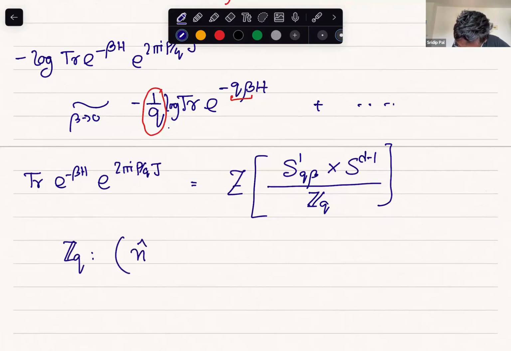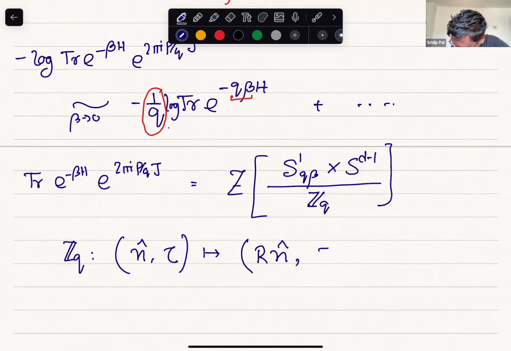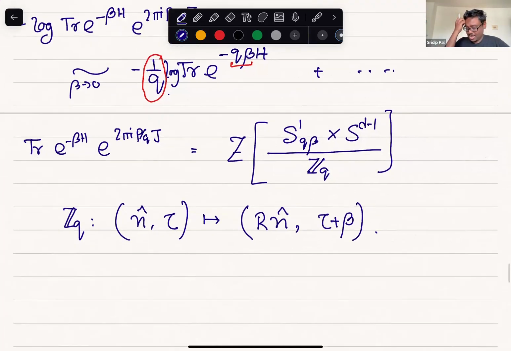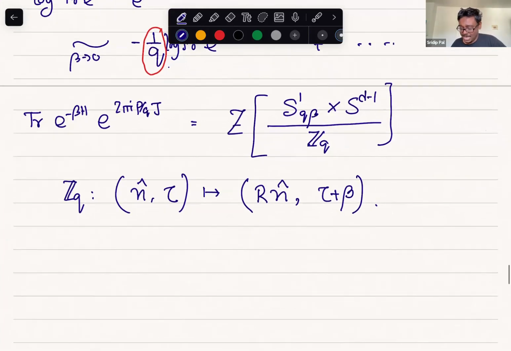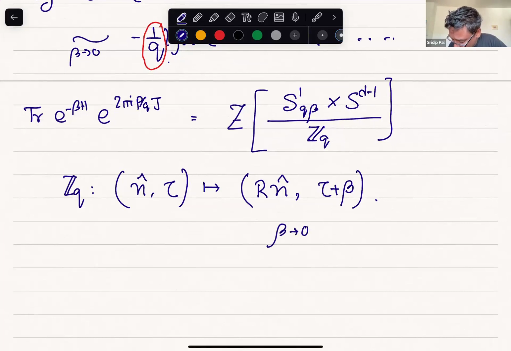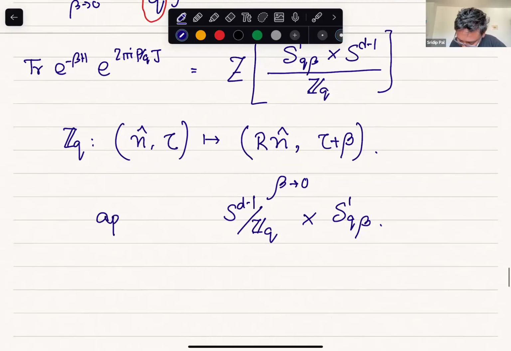The Z_q acts on the unit vector n on the S^{D-1} and τ in the following way. It basically rotates the unit vector n̂ by r times n̂, and advances τ to τ plus β. And what we are doing is taking this S^1_{qβ} × S^{D-1} and quotienting by this Z_q action. And in the β going to 0 limit, this manifold can be approximated by S^{D-1}/Z_q times S^1_{qβ}.